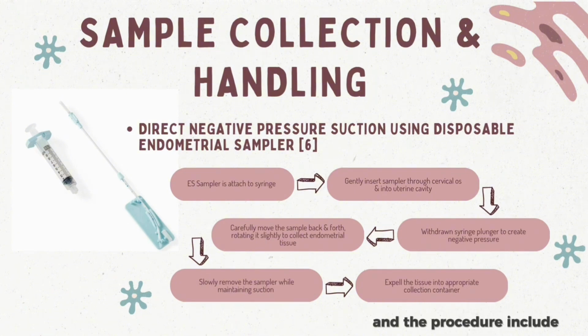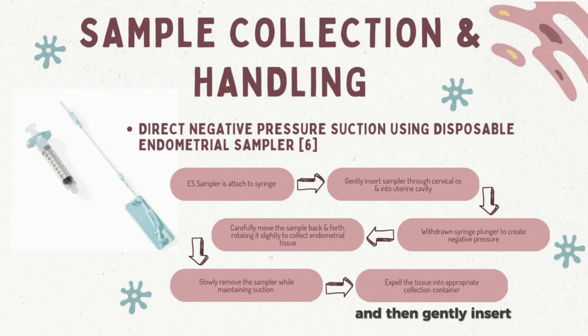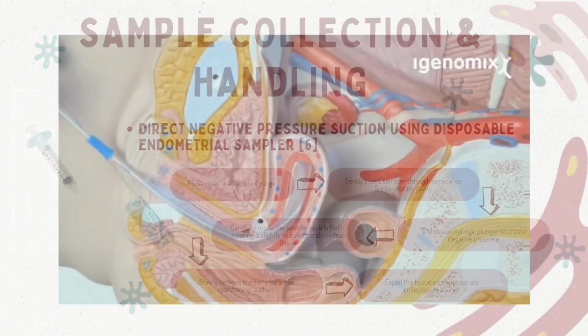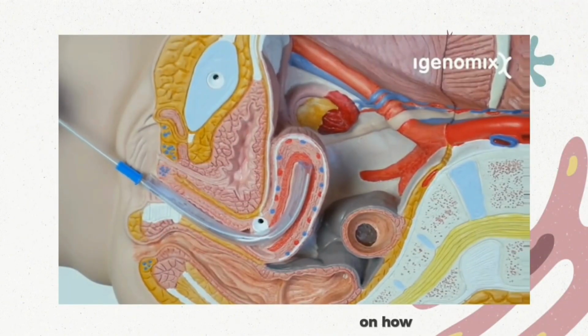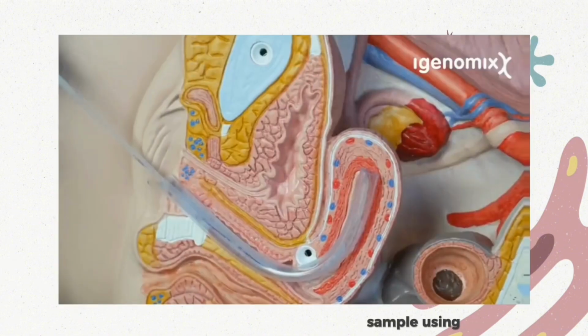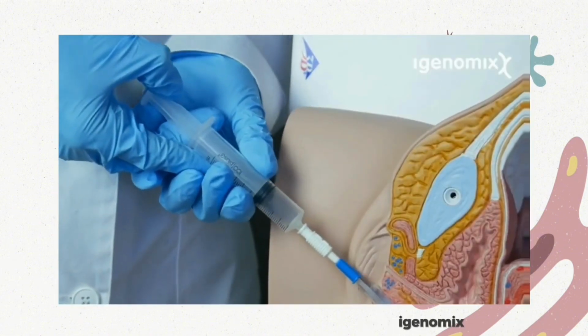The procedure includes: the ES sampler is attached to a syringe and then gently inserted through the cervical os and into the uterine cavity. Withdraw the syringe plunger to create negative pressure. Carefully move the sampler back and forth, rotating it slightly to collect endometrial tissue. Slowly remove the sampler while maintaining suction and then expel the tissue into an appropriate collection container. This is an example of how to collect an endometrial sample using the ES sampler by Ergonomics Company.